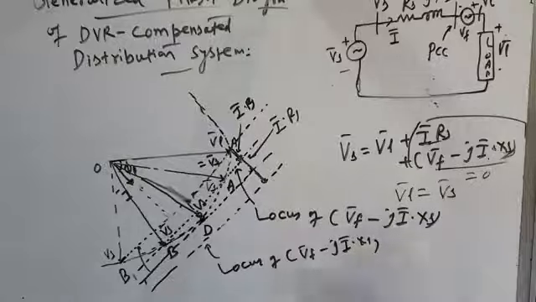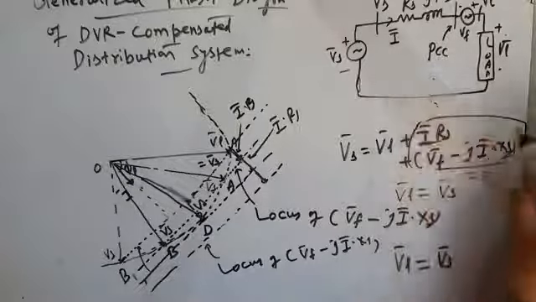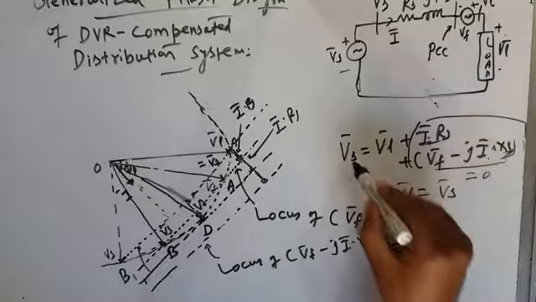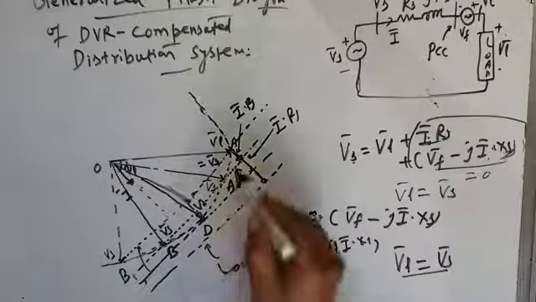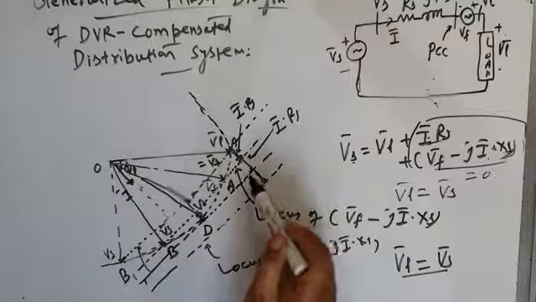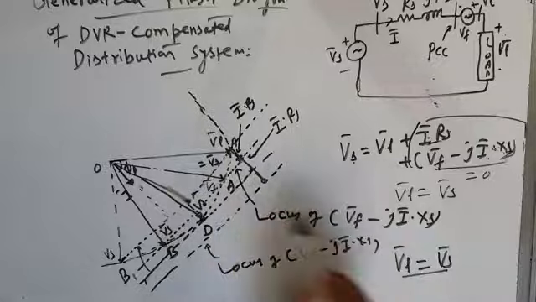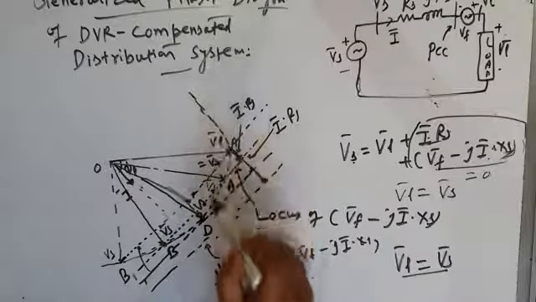In order to regulate the load voltage, to make load voltage equal to source voltage, all of I into Rs plus Vf minus jI into Xs should be 0, so that source voltage is exactly equal to load voltage and load voltage is exactly equal to source voltage. So for that it is necessary from the phasor diagram that this locus, whether you draw the locus of Vf minus jI Xs here or here, it should touch the circular trajectory of Vs.